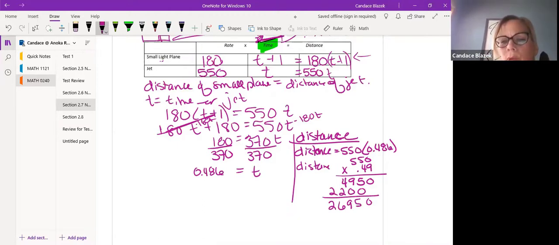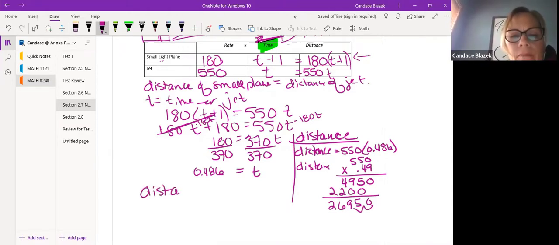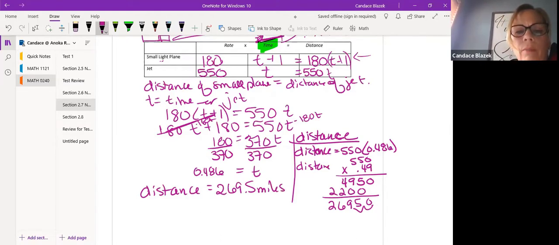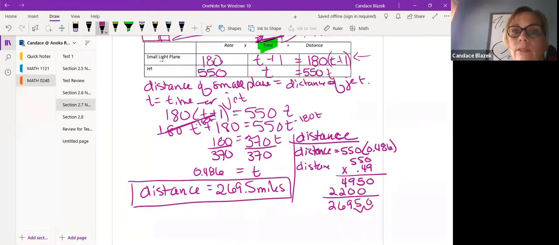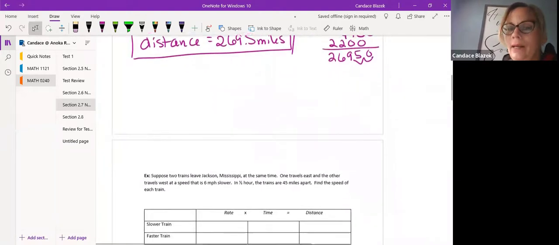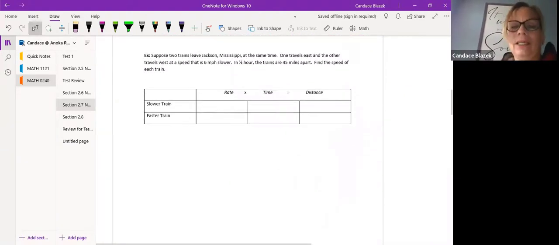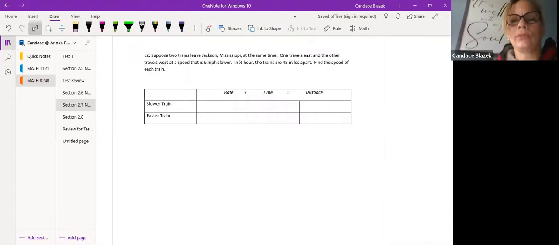But I had two decimals when I multiplied. The distance is going to be equal to 269.5 miles, about 270 miles when the jet overtook the airplane. Sorry for that error. So the charts can help us organize the information, and we have to take good details as I showed in making sure we put our variables represented correctly.